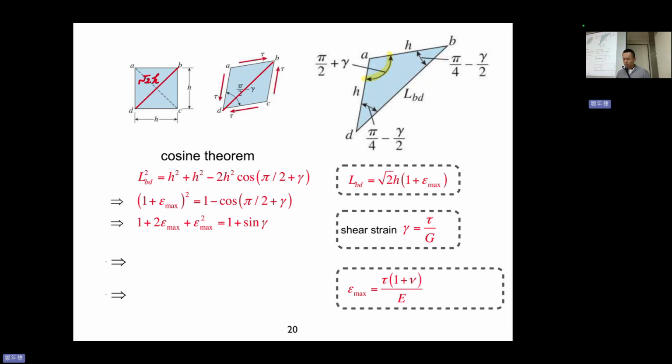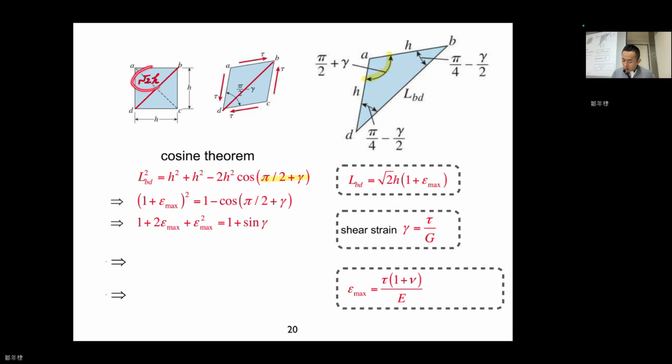叫余弦定理嘛，哈。Okay, so by the cosine theorem, L_BD squared equals h squared plus h squared minus 2 h squared cosine of pi over 2 plus gamma. So this angle here. Okay, so you can see that L_BD, what is L_BD? L_BD is the length after the displacement, after the shear.